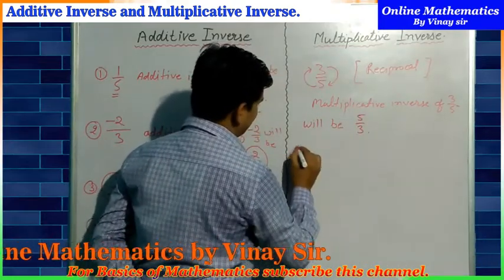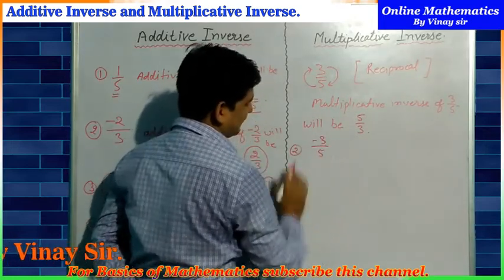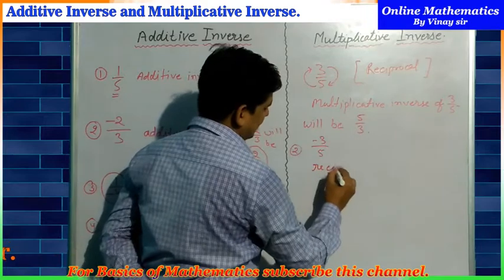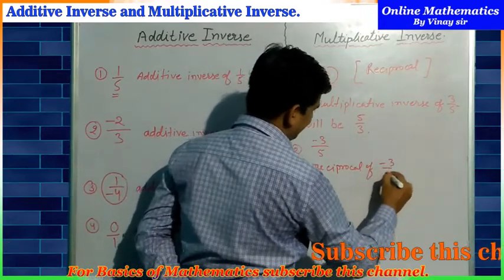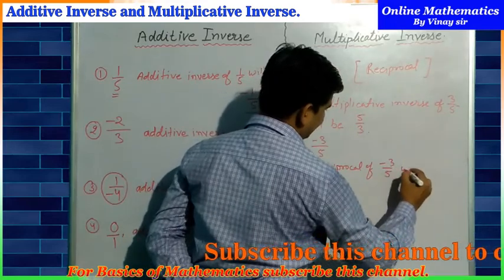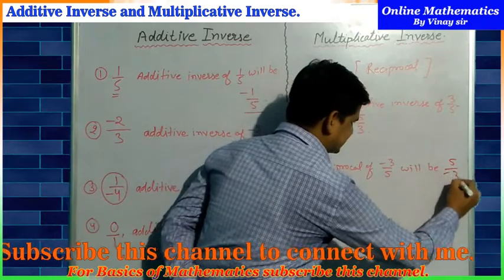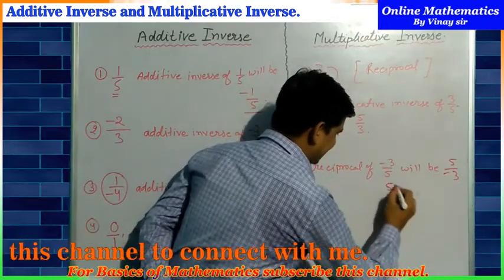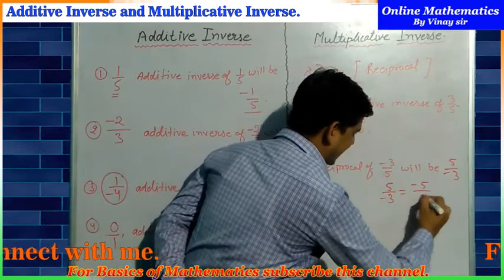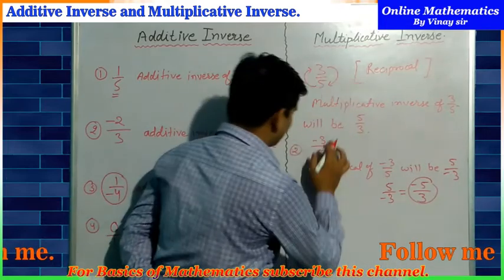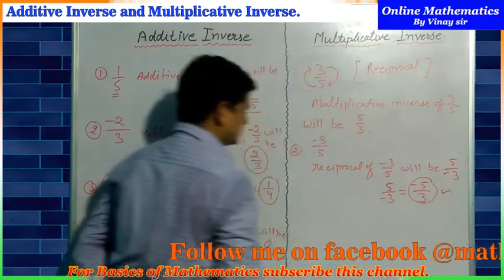When we have another number like minus 3 upon 5, the reciprocal of minus 3 upon 5 will be 5 upon minus 3. This 5 upon minus 3 also can be written as minus 5 upon 3. So the reciprocal of minus 3 upon 5 will be minus 5 upon 3.